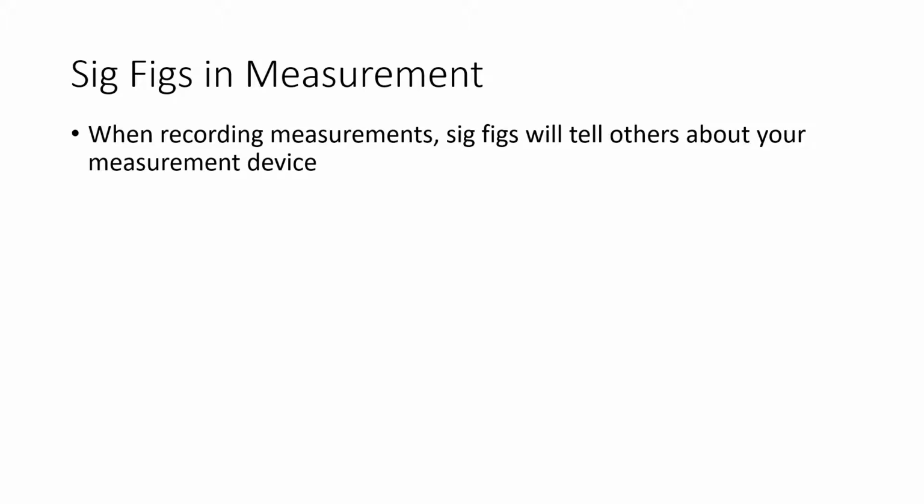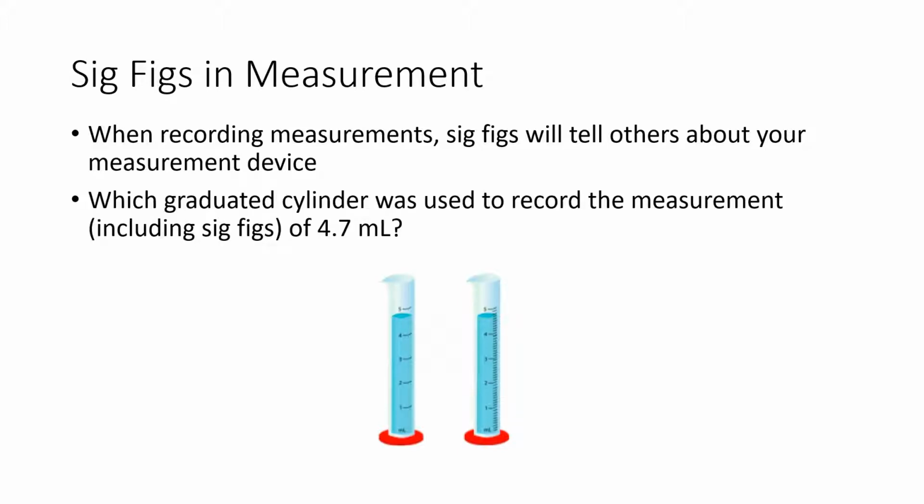When you're recording measurements, Sig Figs will tell others about what type of device you used to measure. If you include a hundredths place, that means that your graduated cylinder had markers for a tenths place. Here we have two graduated cylinders. We want to know which graduated cylinder was used to record the measurement, including Sig Figs, of 4.7 milliliters. Since we have a 0.7, that means that we added that tenths place, so our graduated cylinder only measured to the ones place.